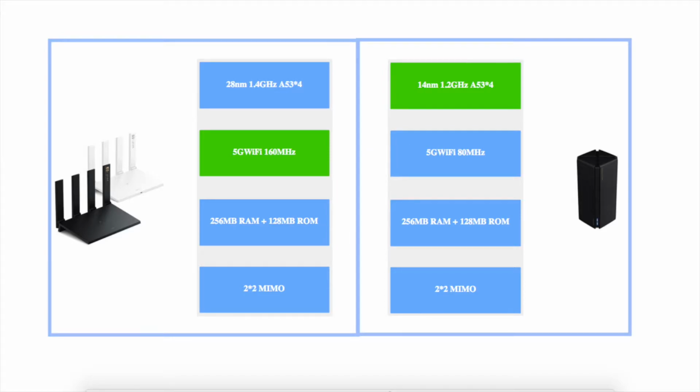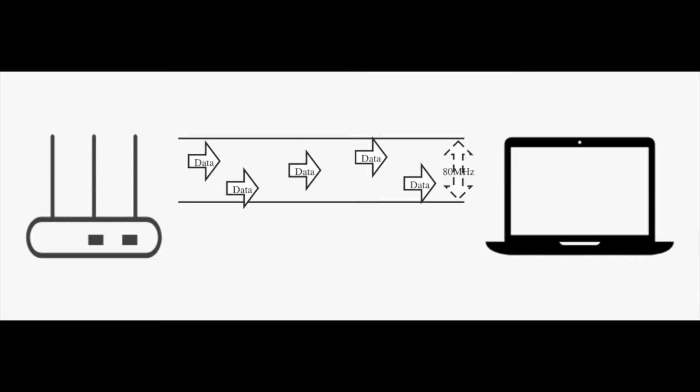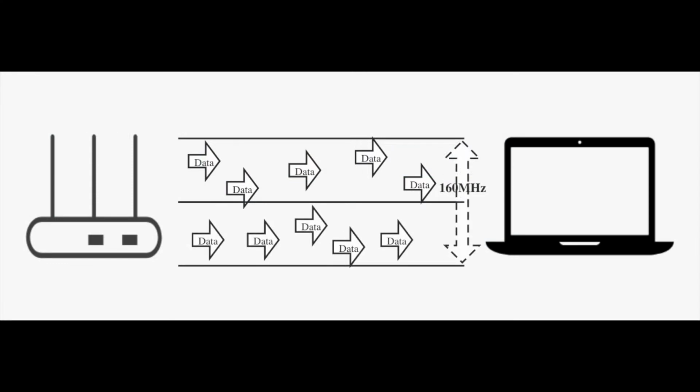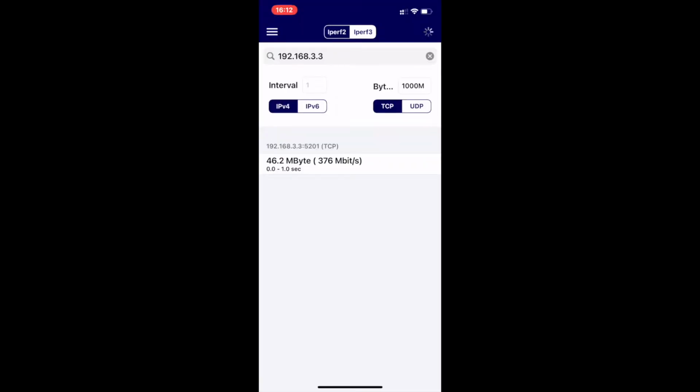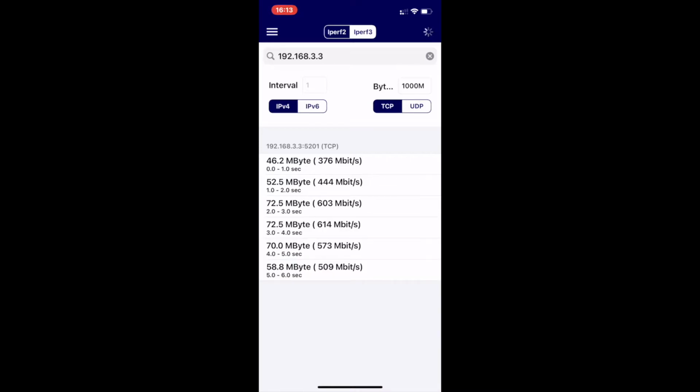Now let's see the AX3 Pro. AX3 Pro supports 160 MHz frequency, which means it has doubled the channel range for transferring data. Let's see if it's faster. I have connected the IPERF3 server on the LAN port. Connect the iPhone to the Wi-Fi, start the IPERF3 client on the iPhone, and we see the speed is 500-600 Mbps.